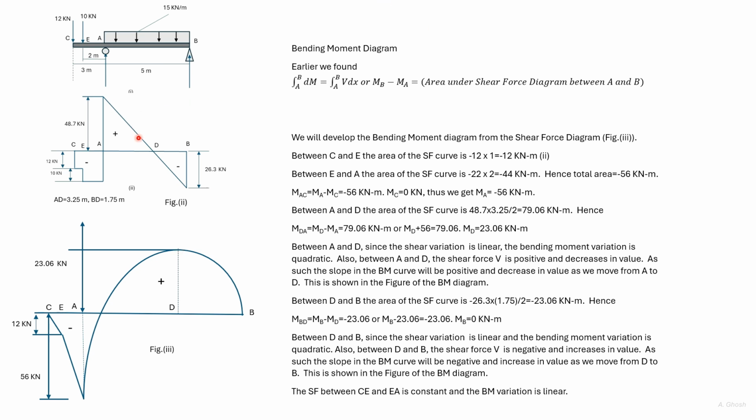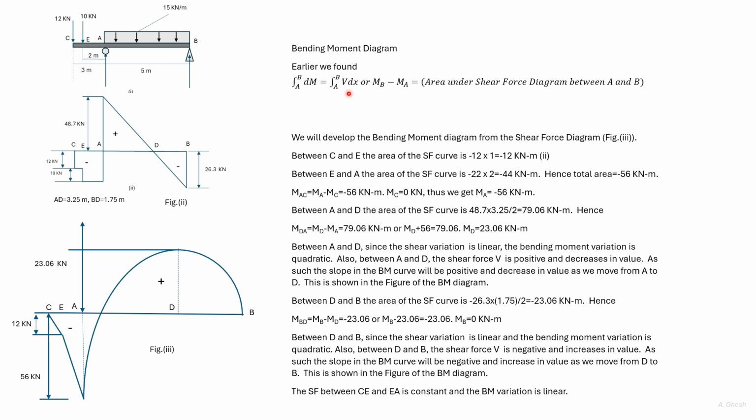Since this variation is linear, this variation is quadratic. Here we are in the positive region, so the slope is positive. Here we move from a higher shear force value to 0. So here we move from a higher slope to 0 slope at B. Between D and B, the area is 26.3 into 1.75 divided by 2, that is minus 23.06.